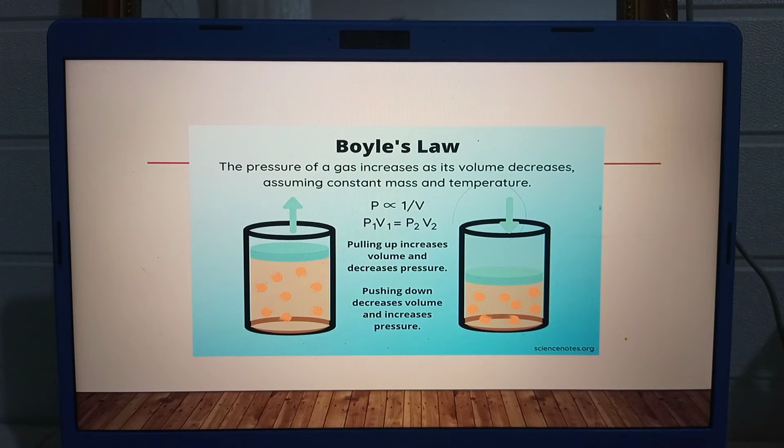Pulling up increases volume and decreases pressure. Pushing down decreases volume and increases pressure. The pressure and the volume here are inversely proportional to each other. Once the pressure increases, the volume decreases. When the volume increases, the pressure decreases.